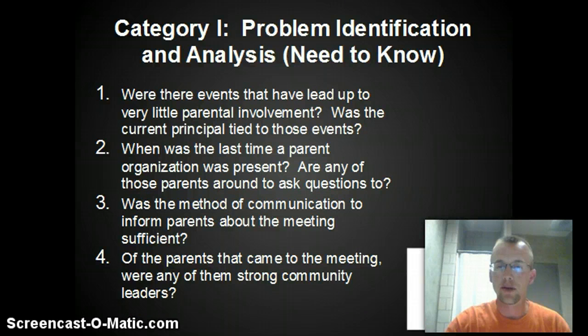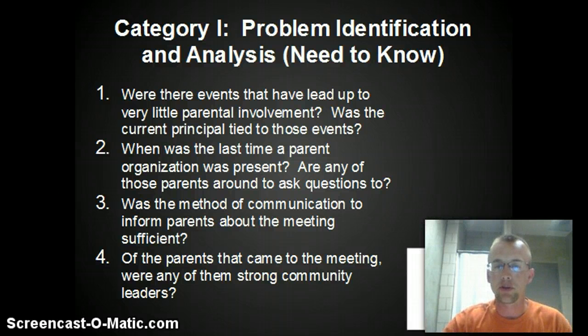Category number 1, what I need to know in problem identification and analysis is, number 1, were there any events that led up to the very little parental involvement? And was the current principal tied to those events? It'd be very interesting to find out, by doing some research, how the incidents have happened that has led to the parents not being involved with the education of their students. And if it's tied to the current principal, what can we do to go back and fix those mistakes that have been made?